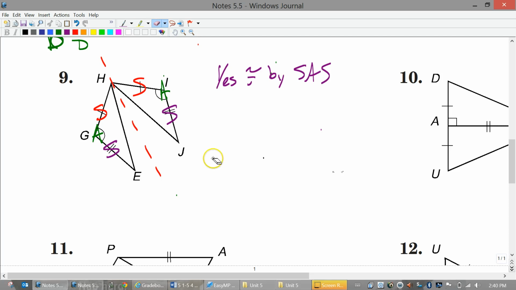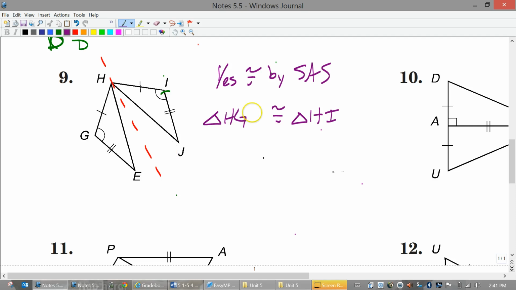And then we need to write a congruent statement. Since it's reflected over that red line, H matches with H. G is marked with 1 arc, I is marked with 1 arc, so those have to be true. E and J.